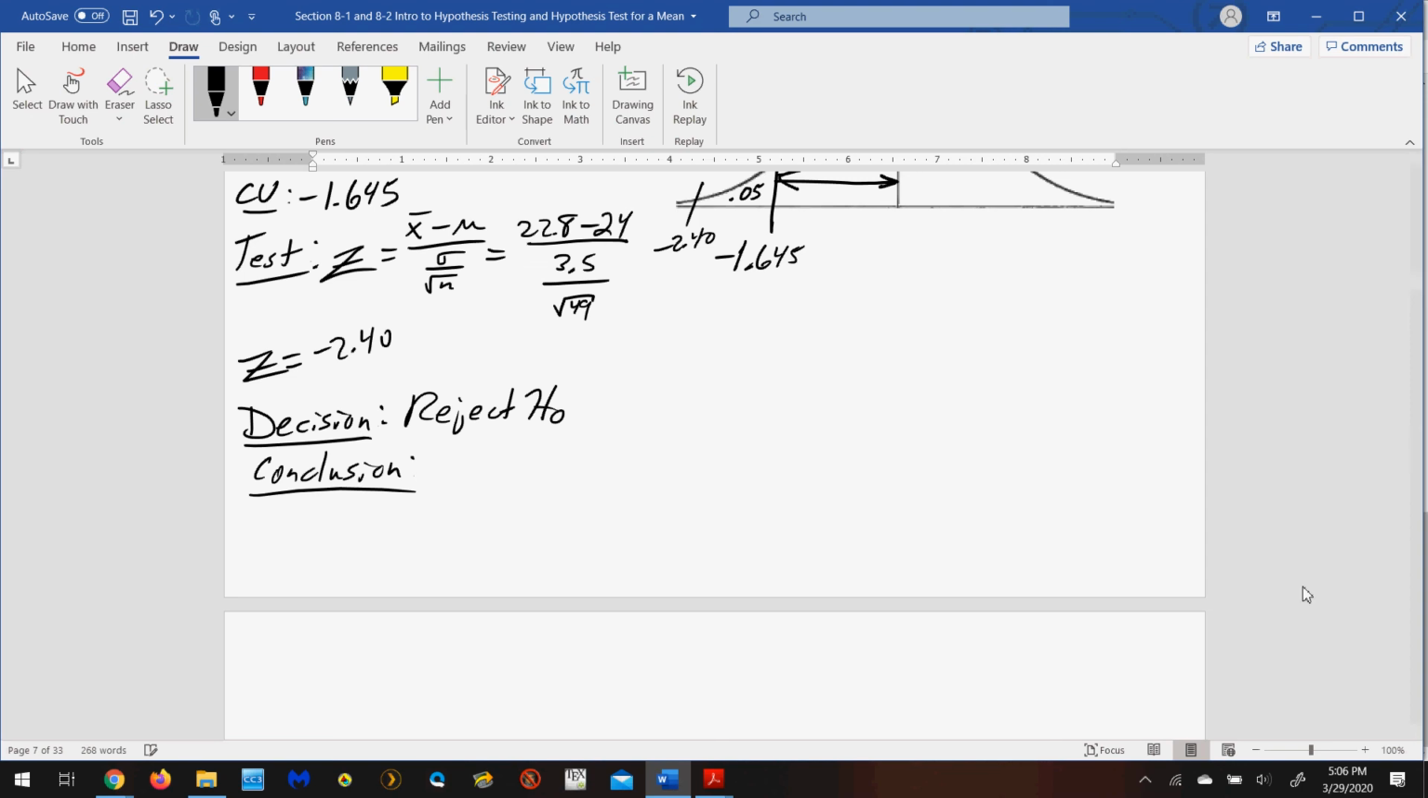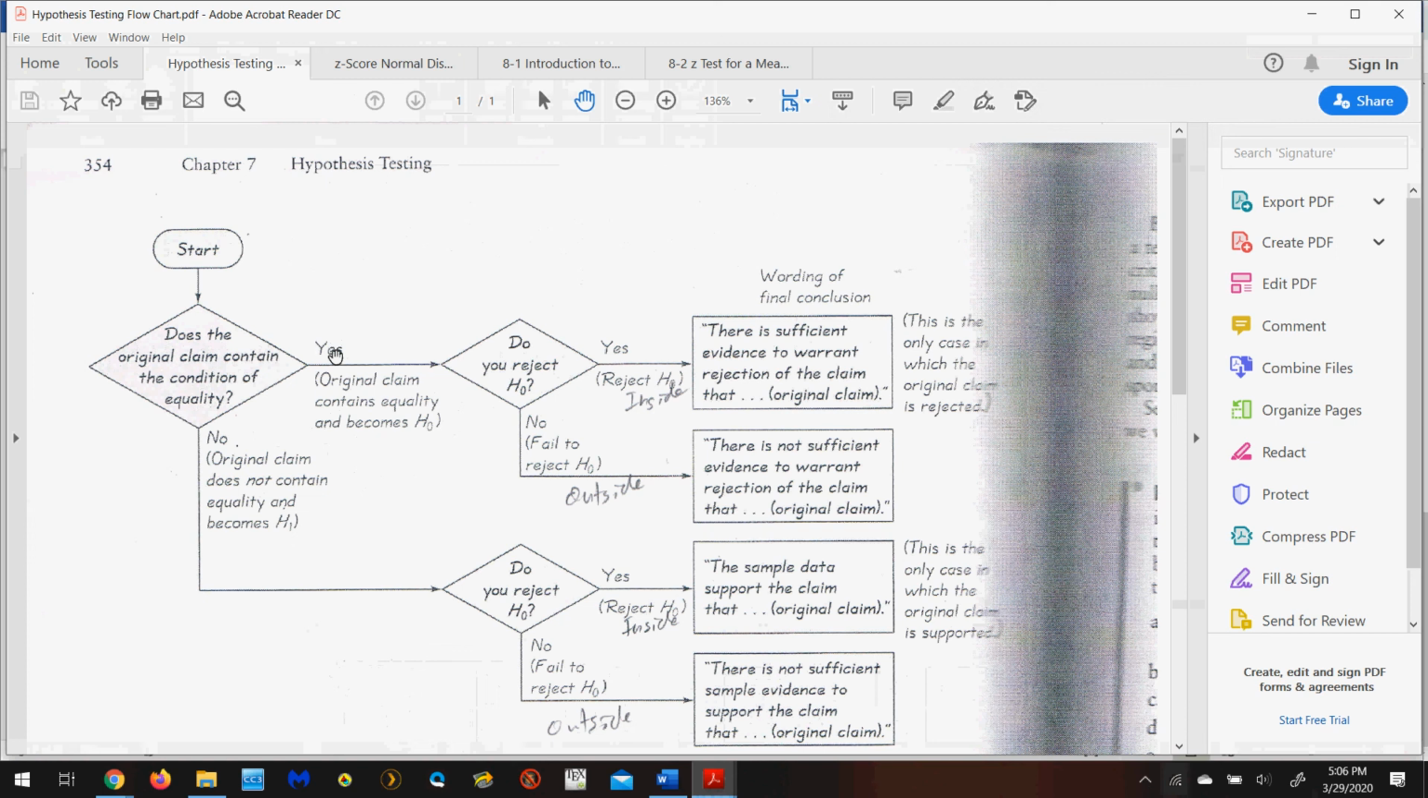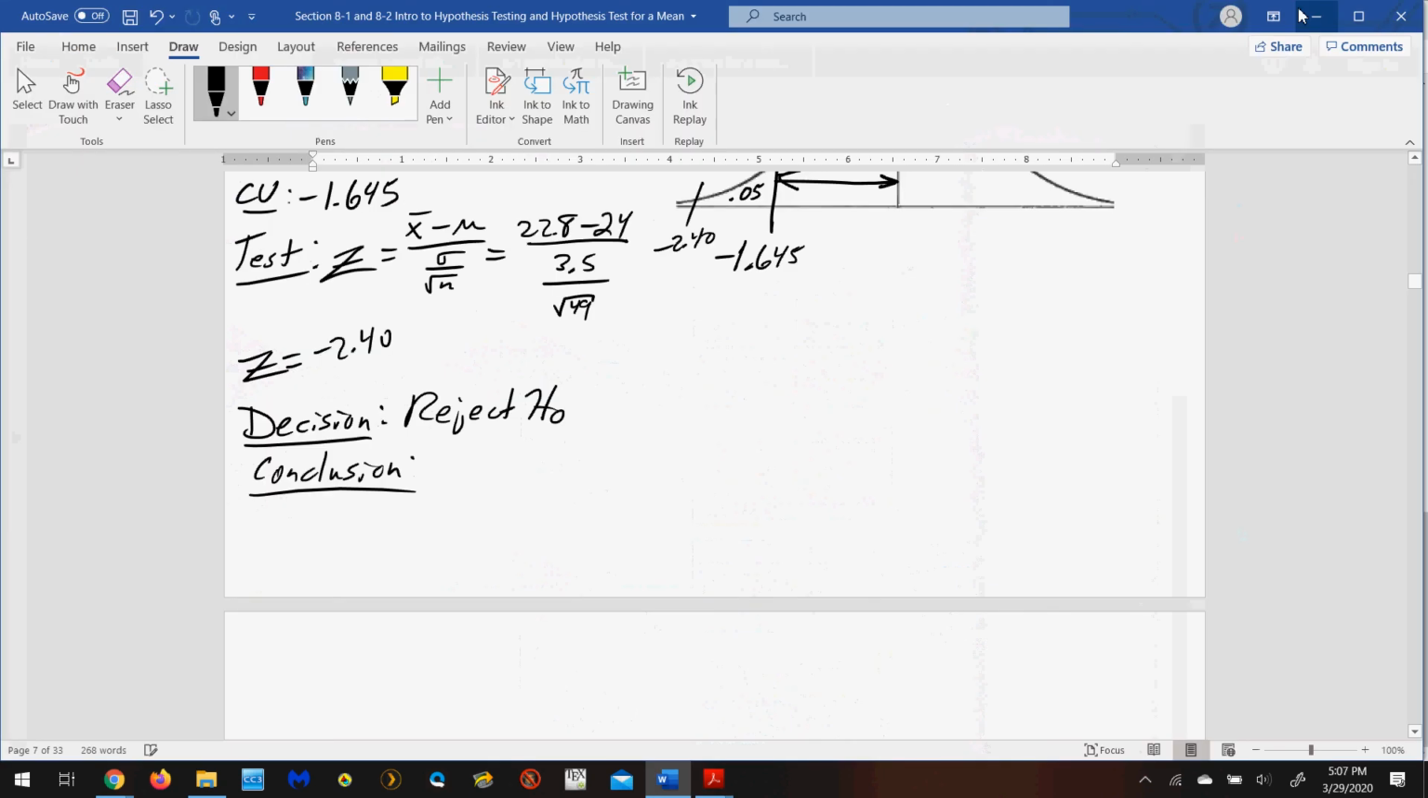For the conclusion, I look at the flowchart. Does the original claim contain equality? No, it did not. Do you reject null hypotheses? Yes, because the test was inside the tail. So here's the beginning of my sentence. So the sample data support the claim.